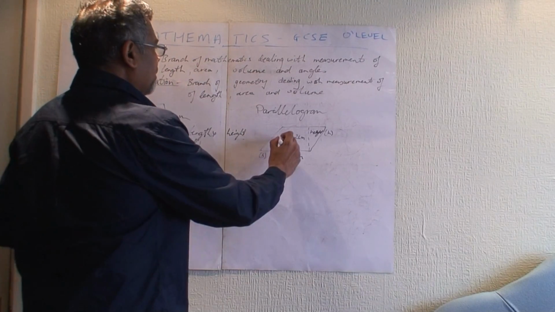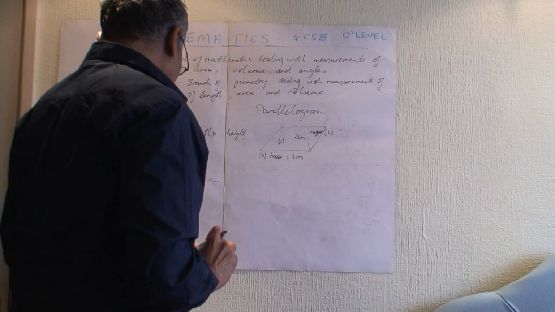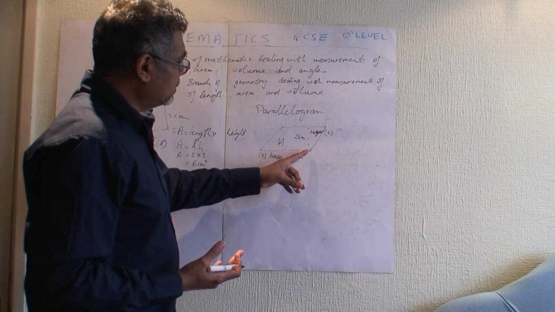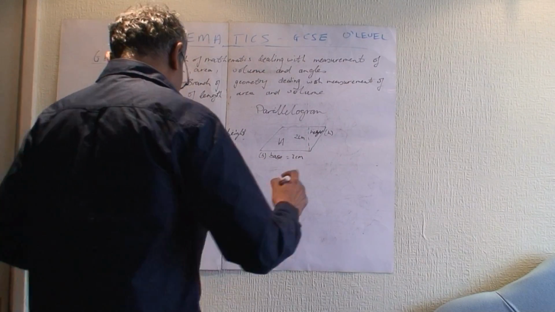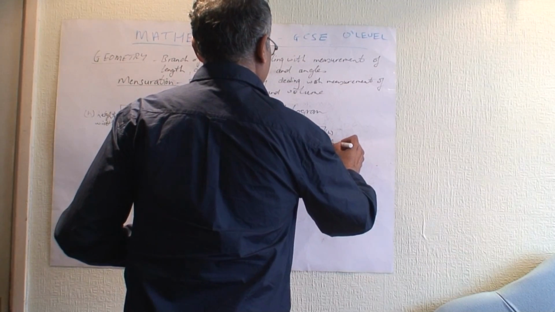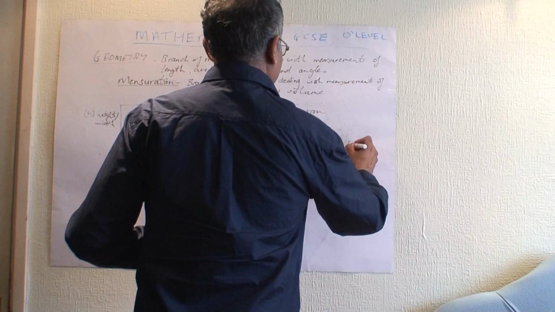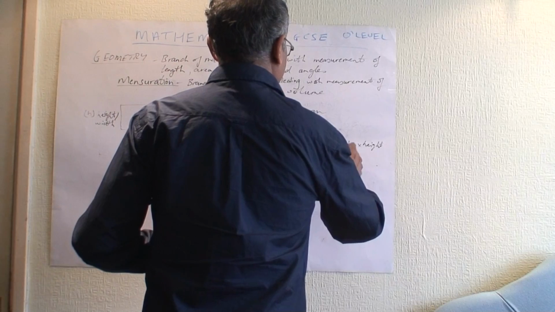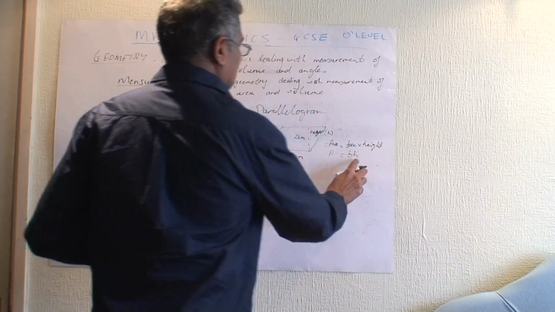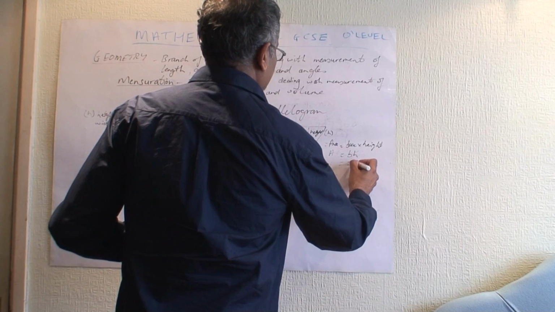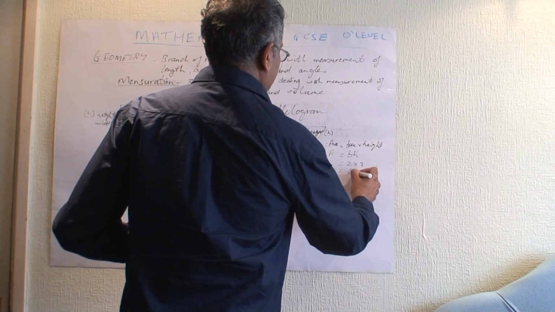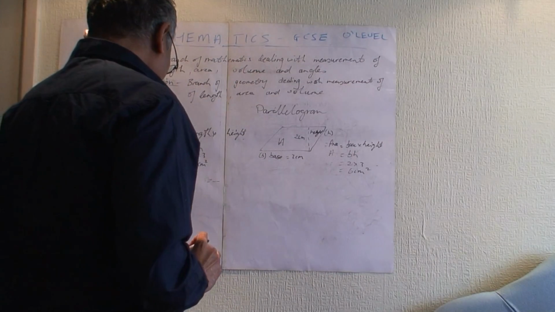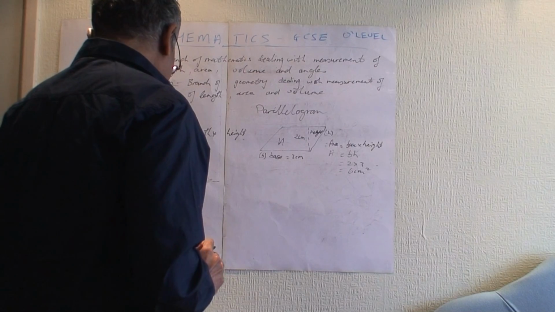The area, right? The area is base multiplied by height. That's the value of the height here. So the area is equal to base multiplied by height, that is area equals BH. That's 2 multiplied by 3, which is 6 cm squared. Alright, 6 cm squared.